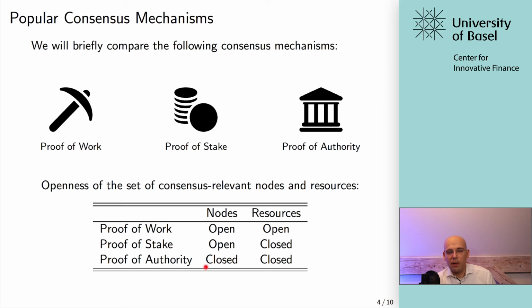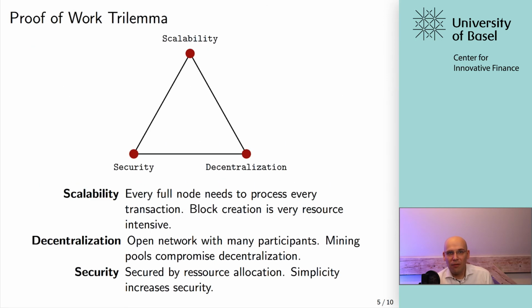Okay, so when you think about these three consensus protocols on a very high level, you can think of proof of work as open in terms of nodes and resources, proof of stake as open in terms of nodes and closed in terms of resources, and proof of authority as closed in terms of nodes and resources. Now, we have already talked about proof of work, so we have some understanding of how it works. I mean, we looked into it quite extensively, but now let's quickly look into the trilemma of proof of work. Again, trilemma in terms of scalability, decentralization, and security.